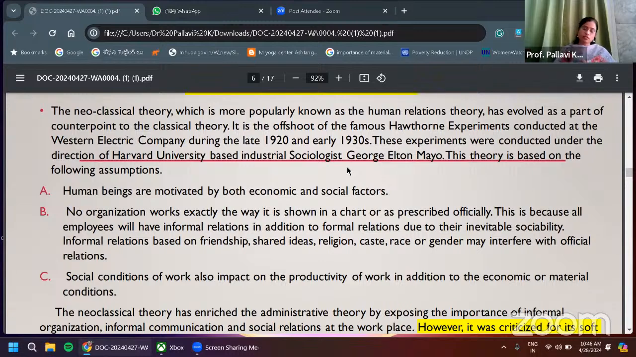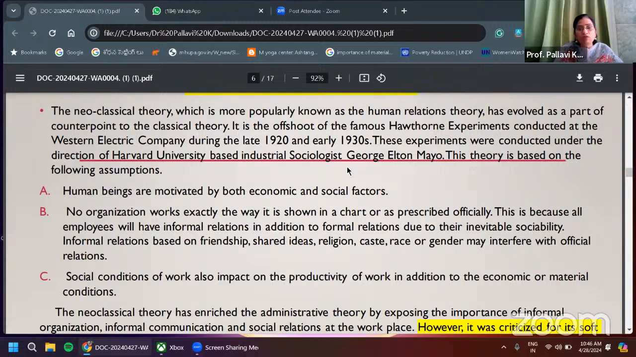Now, what did the classical theory say? That human beings work, and efficiency and economy can be ensured only through the organizations. That is a specific structure. There should be some structure and the organizations have to work through that. But what did Elton Mayo do? He conducted several Hawthorne experiments. These experiments shook the foundations.